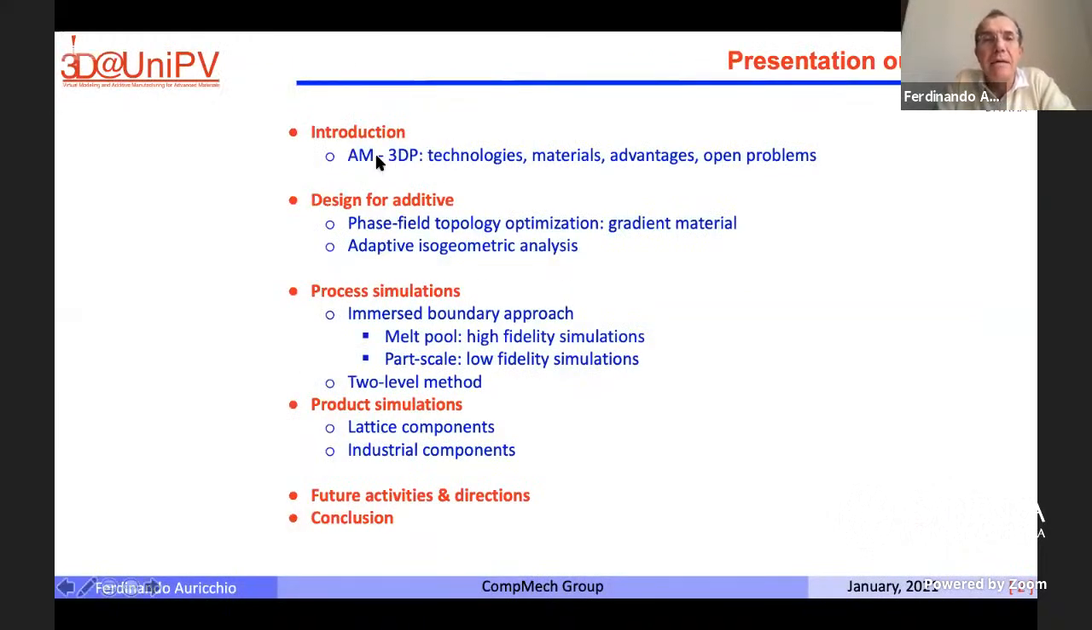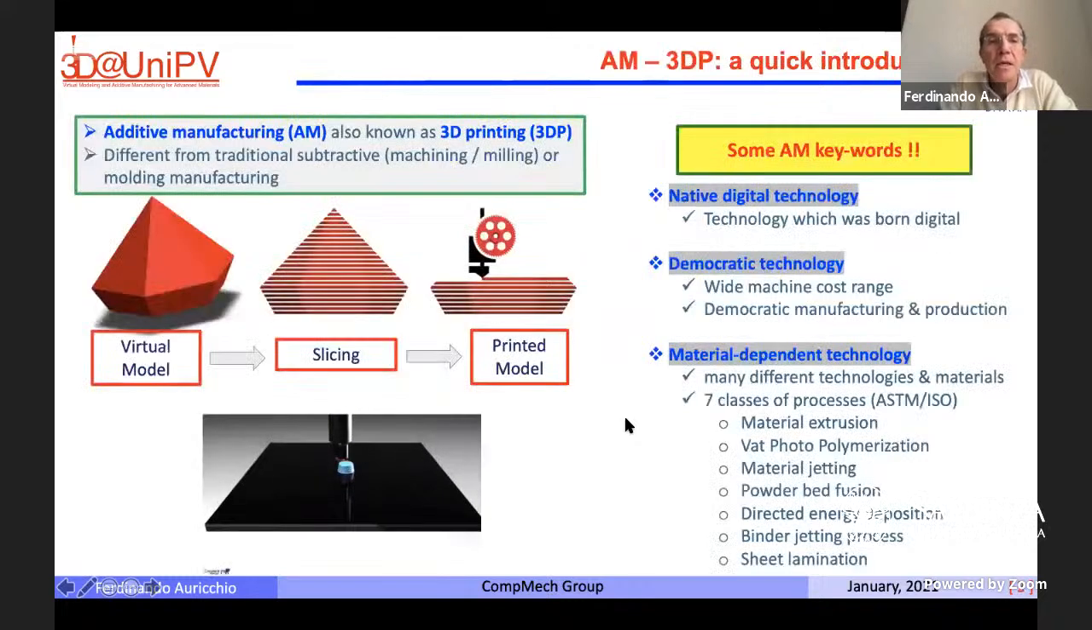I will start briefly with an introduction on additive manufacturing, but many other speakers already talked about it, so I will be really, really fast. Then I will talk about optimization, but also here I will take advantage of the previous presentations. And then I will focus on simulations and especially on the immersed approach, which I feel can be really useful for additive manufacturing, and come to some discussion of future activities, directions, and conclusions.